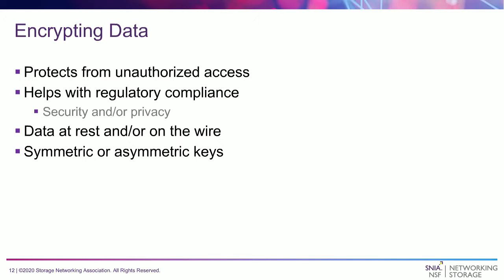accessed or stolen. Using encryption can help with regulatory compliance when you have rules that require certain types of security or privacy. And there are many regulations. We did a separate webcast on that as well. So encrypting data can be done with data at rest or data on the wire or with both. And again, it can use symmetric or asymmetric keys depending on the use case, though in the end, the actual data encryption is usually done with symmetric keys, and asymmetric keys are usually used just to help create the symmetric keys that are used for that.